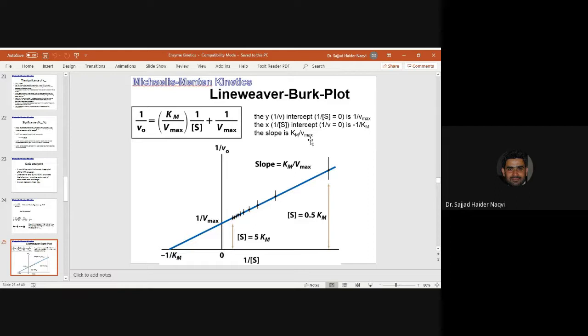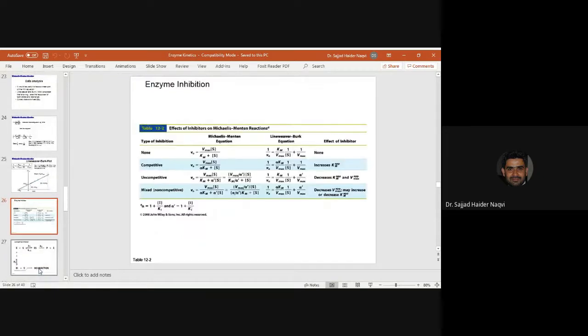Now, the point is that all of these things can be calculated from the Michaelis-Menten graph, but it was much more difficult. In this case, it's a straight line graph. So what Lineweaver and Burk did was just reciprocate the values of the Michaelis-Menten graph that they had taken on the x and y axes, and by reciprocating, they got a straight line, and that straight line facilitates these calculations quite simply, quite easily. So this is all about the Lineweaver-Burk plot.